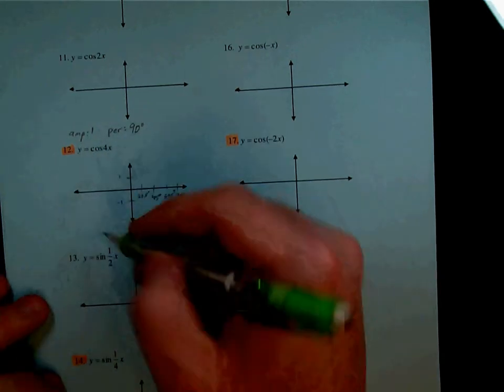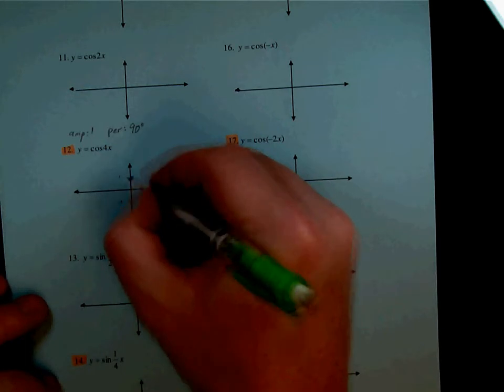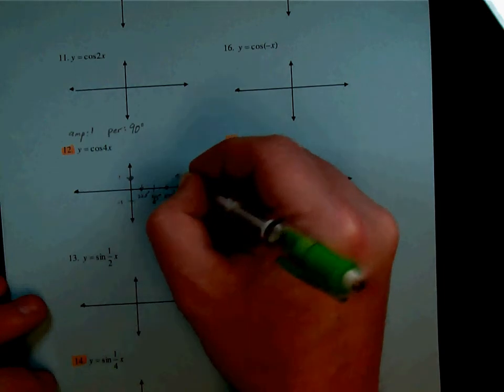Cosine always starts at the maximum unless it's flipped, so this is no exception. Starts up at the maximum, then it goes to the midline, down to the minimum, back up to the midline, back up to the maximum.